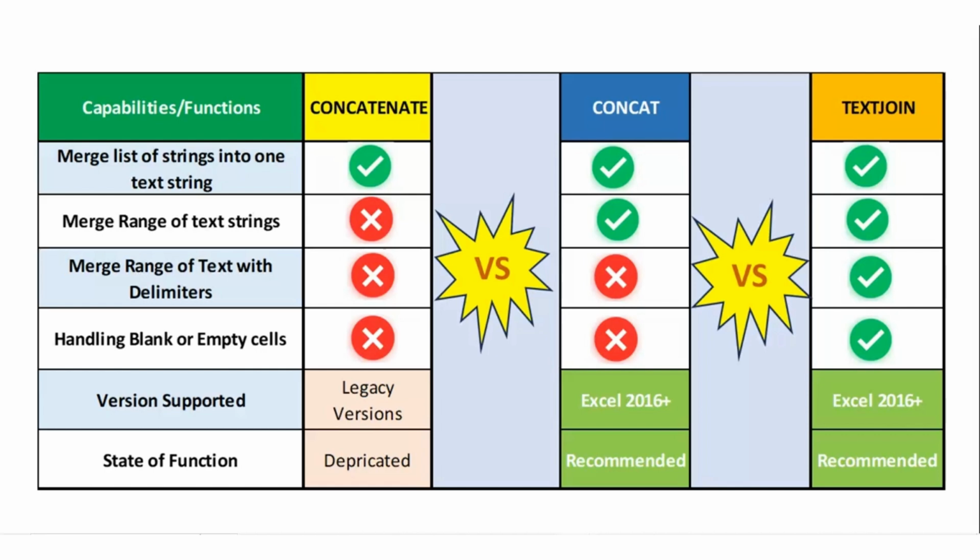Moving towards our next parameter, which is version supported. Concatenate is supported in the earlier versions of Excel, whereas concat and TEXTJOIN are supported by all the versions from Excel 2016 onwards. Discussing the state of function, concatenate is deprecated. Hence, one should not use concatenate function going forward. Concat and TEXTJOIN are supported by latest versions of Excel and hence they are recommended.